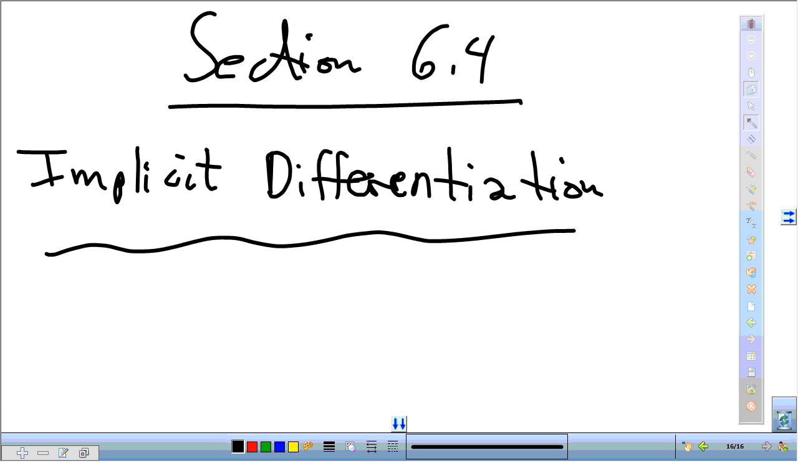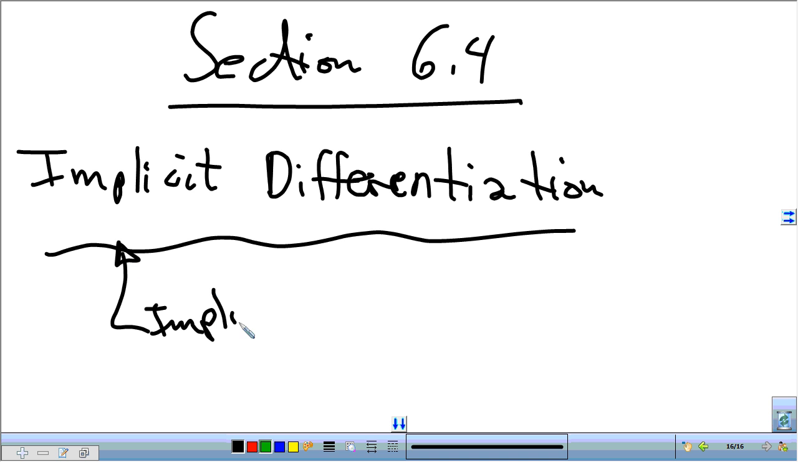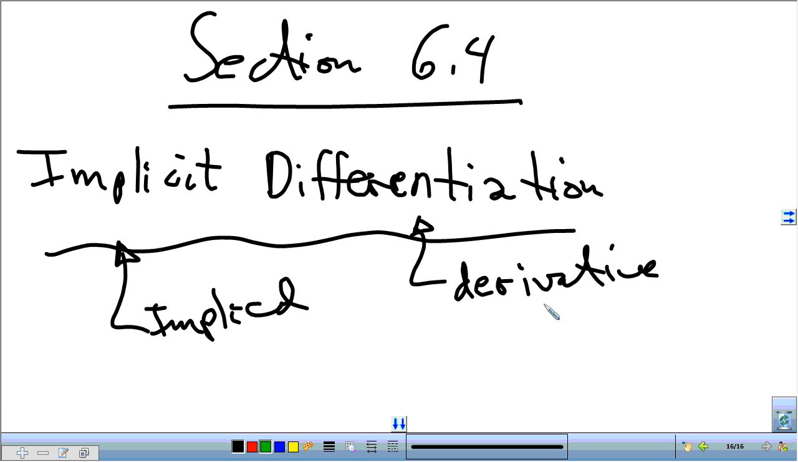Topic, implicit differentiation. So we have two words, implicit and differentiation. Implicit refers to things which are implied. Differentiation is the process of finding a derivative. So something about implied things and then trying to find derivatives.